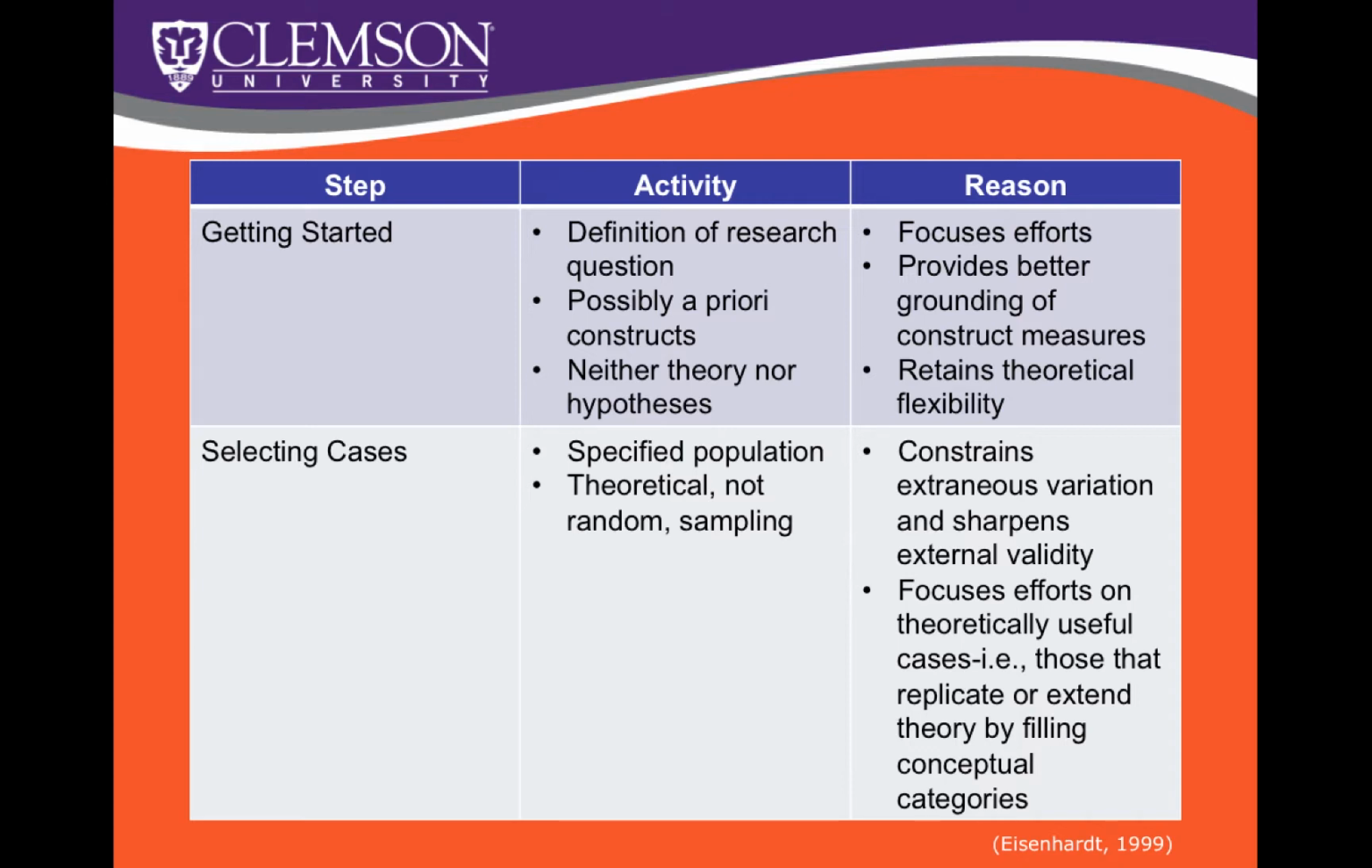The second step is selecting cases. During this portion, you will specify your population or what you're going to study, and this is theoretical, not random sampling. The reason for doing this is that it constrains extraneous variation and sharpens external validity. It also focuses efforts on theoretically useful cases, those that replicate or extend theory by filling conceptual categories.